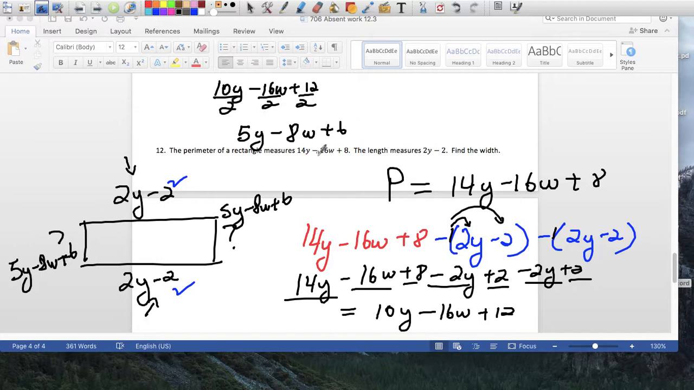You can always check in this case, because if I add all these four sides, I should get this. So if you double checked, you could definitely guarantee that you're either correct or incorrect. Okay, and that was your work.